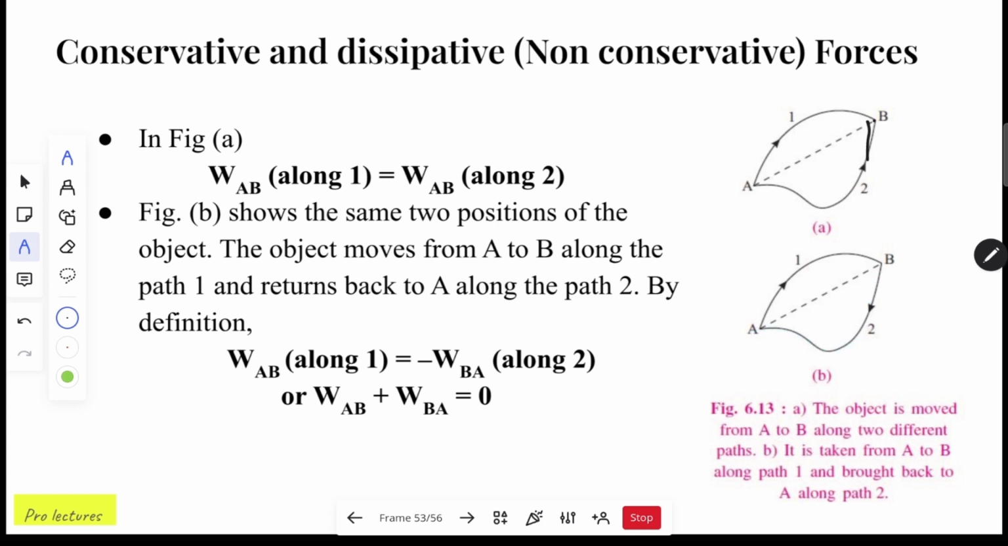The magnitude is equal, but the work done is opposite because the direction of force and displacement is opposite. So the work done would be negative. Therefore, the work done by AB along 1 is minus the work done by BA along 2. That means we come to this conclusion: thus, for a closed path, the work done by a conservative force is always 0.